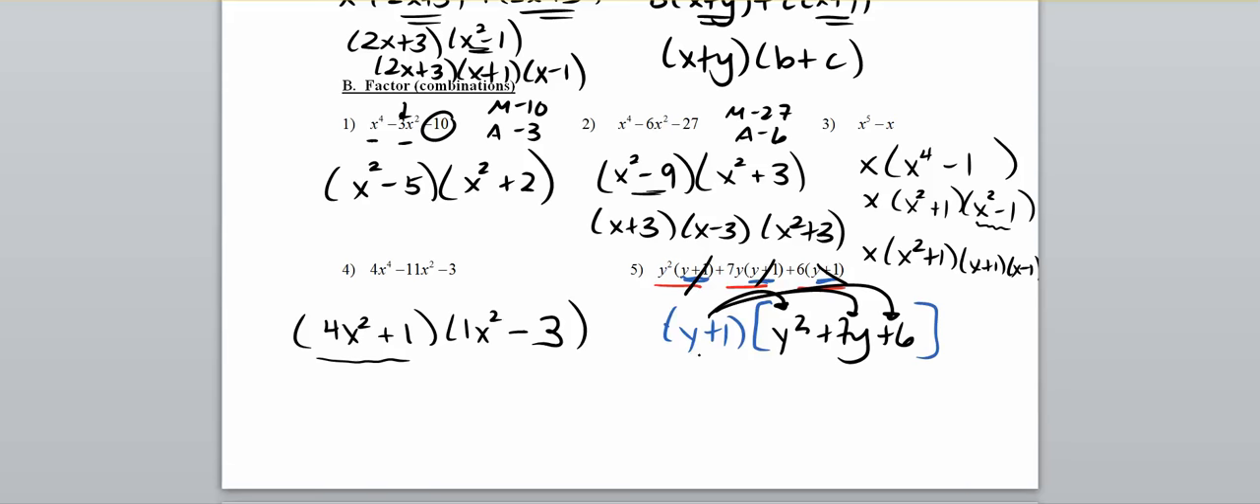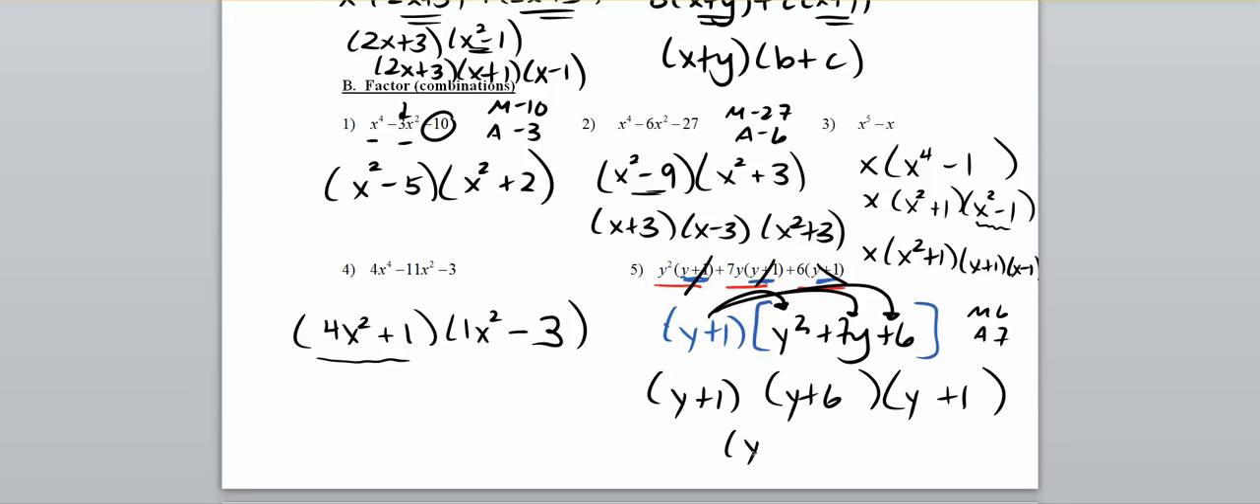I'm going to pull out the y plus 1, see what's left over, but now I've got to try to factor again. Y plus 1 can't factor, but this is what multiplies to give me 6 and adds to give me 7. That would be a positive 6 and a positive 1. Oh, sorry, I should make a y there, not an x. So it would be y plus 6 and y plus 1. Now, the best way of writing that, since I have y plus 1 twice, is to write this as y plus 1 quantity squared next to y plus 6. And that'd be it.